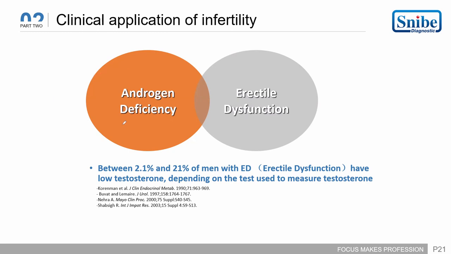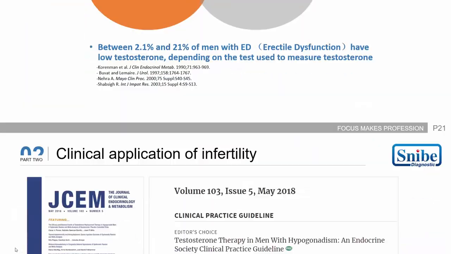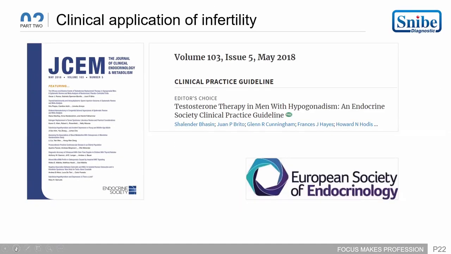If we talk about androgen deficiency and erectile dysfunction, between 2.1% and 21% of men with erectile dysfunction have low testosterone, depending on the test used to measure the testosterone. This is important: erectile dysfunction usually occurs due to low levels of testosterone. This has been reported in journals like the Journal of Clinical Endocrinology and Metabolism, where endocrine practice guidelines are given for testosterone therapy in men with hypogonadism.